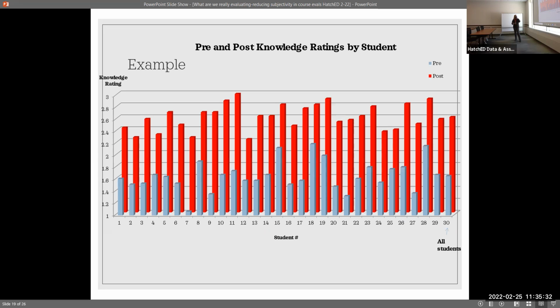This is another way that I can graph it to look at the numbers. This one is based on student number instead of outcome. So you can see now, I've got the 3-point scale along the left side. I've got student number along the bottom, random, again, anonymous student number. And then my number 30 is all students combined, so student average. And then I can look at, for each student overall, how did they improve? And why would some students improve more than others? And how can I address that within my course?